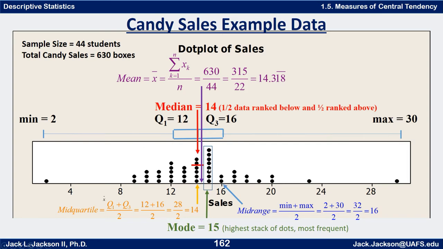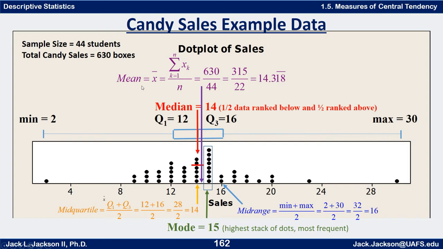The mode is 15 because more people sold 15 than any other. So that's the most often occurring one. And notice that the mode is 15, not 1, 2, 3, 4, 5, 6, not 8, which is the frequency of that particular one. So the mode is the actual data value 15.